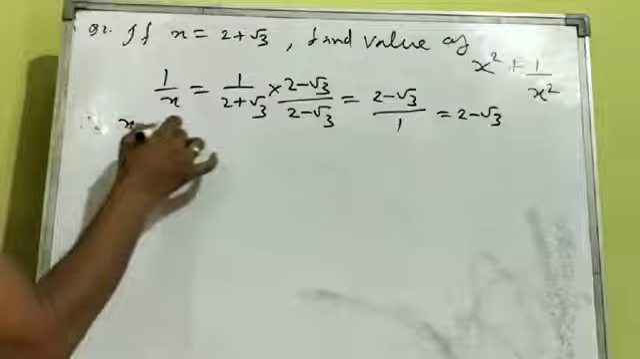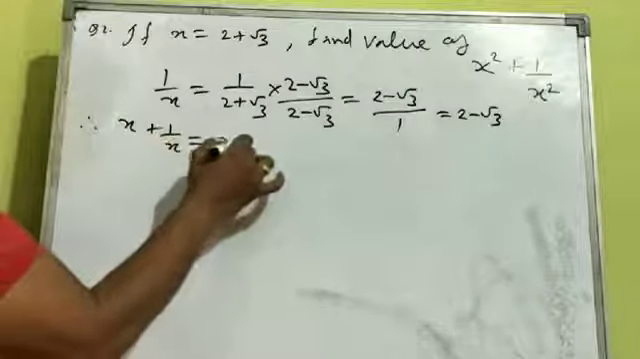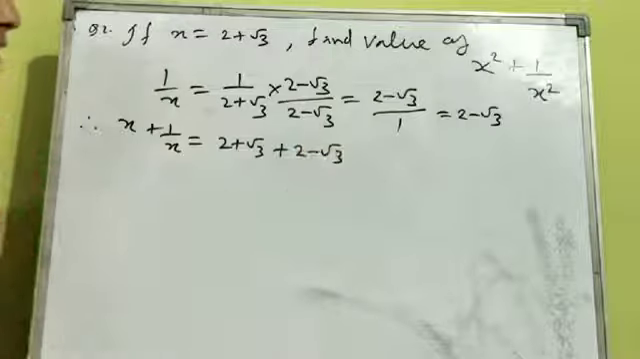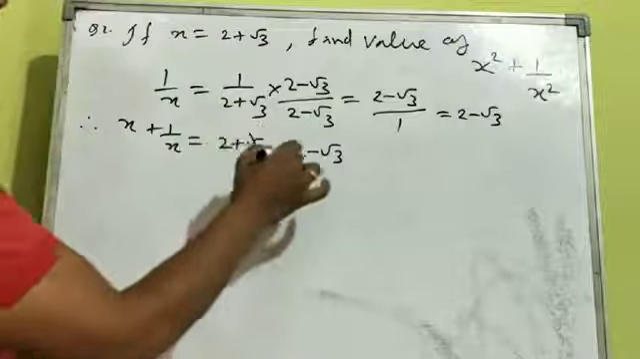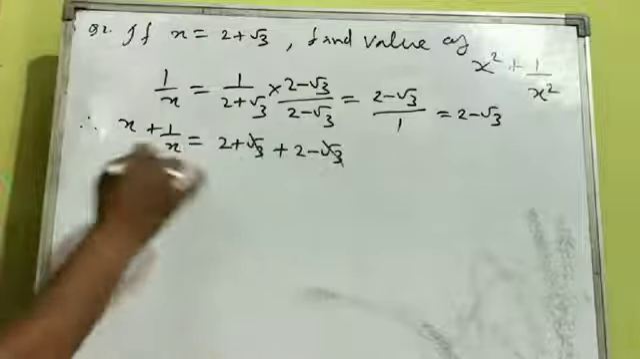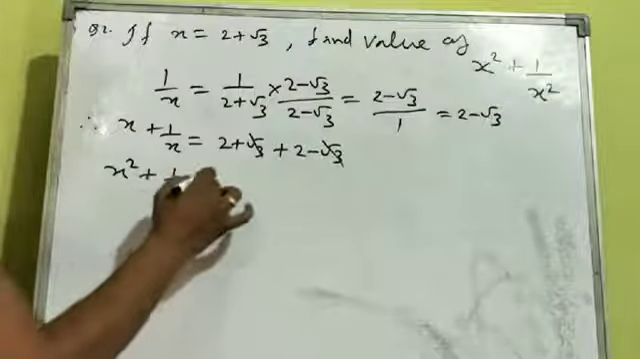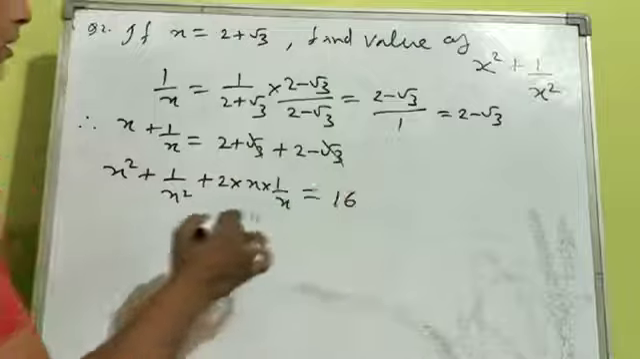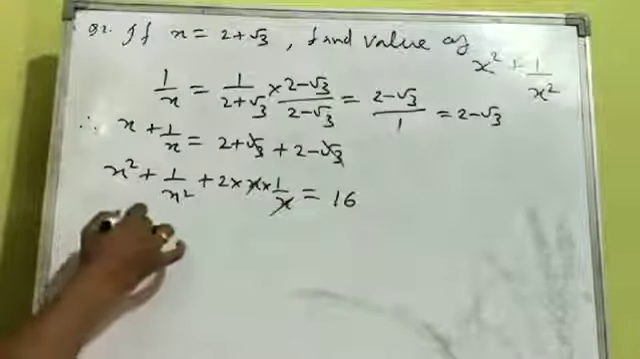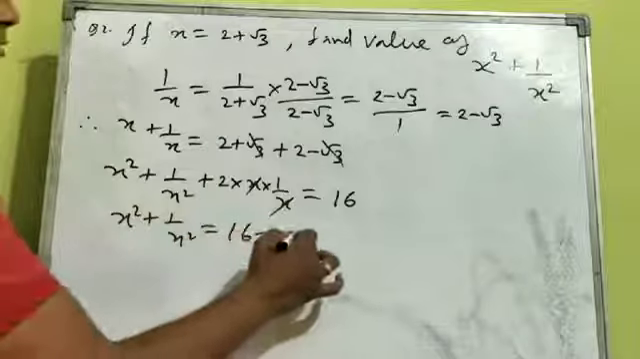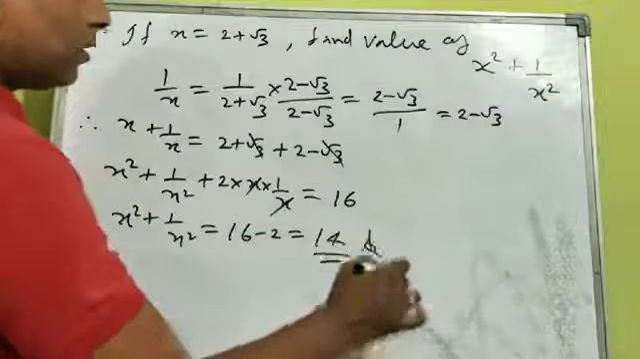Therefore x + 1/x equal to 2 + √3 + 2 − √3. Got it? Now √3 cancels by √3. Squaring both the sides: a² + b² + 2 × x × 1/x equal to 2 plus 2, that is 4 squared, it is 16. x cancels. So x² + 1/x² equal to 16 − 2 equal to 14 is the answer.